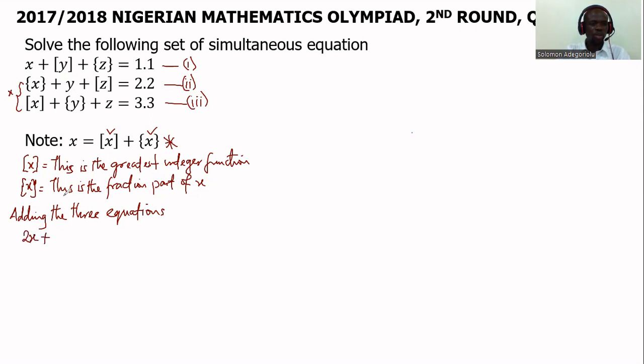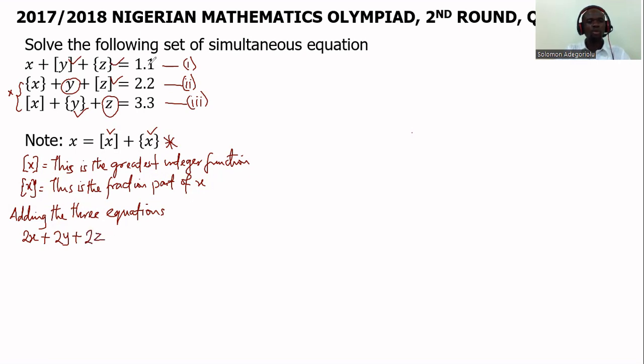So this is 2x plus, now this is y here. Addition of this and this is going to give us y. So y plus y gives us 2y. This is z here. Addition of these 2 is going to give us z as well. Don't forget, we are doing that based on the notes given here. If x is equal to the addition of this and this, the same thing is applicable for y and z. So z plus z is going to be 2z.